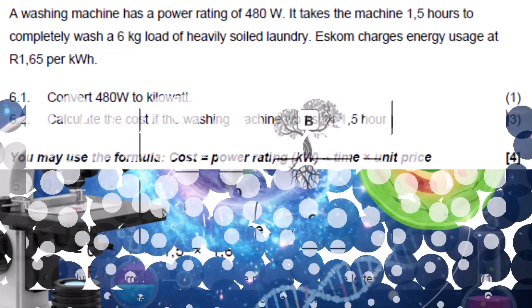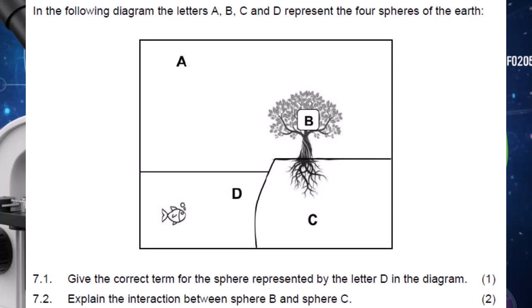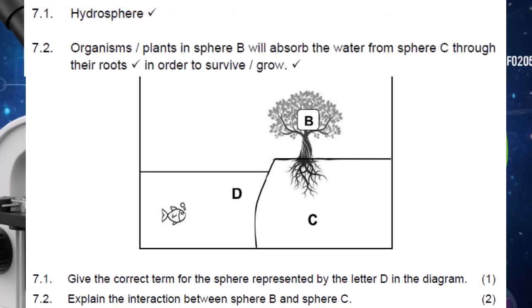Question 7 starts with a diagram showing Earth's spheres. Q7.1 asks to identify sphere D, which represents all the water on Earth. That's the hydrosphere. Hydro means water. It includes oceans, lakes, rivers, groundwater, ice caps, glaciers, and even water vapor in the air.